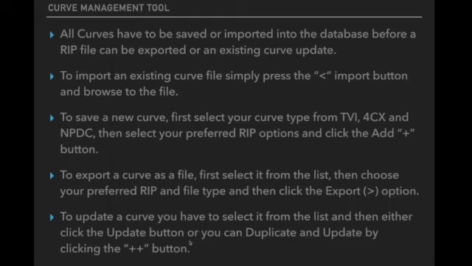You highlight the curve. You obviously select your export options in terms of text file format, type of file, etc. Whether you want to include all of the colors on the checkboxes on the left, what type of curve, whether it's 4CX, TVA, or NPDC, and then click the update button, or the duplicate button, as I've said, which is the double plus. Once the curve is updated, you simply highlight it, click the right pointing arrow to export based on the settings that you've chosen.